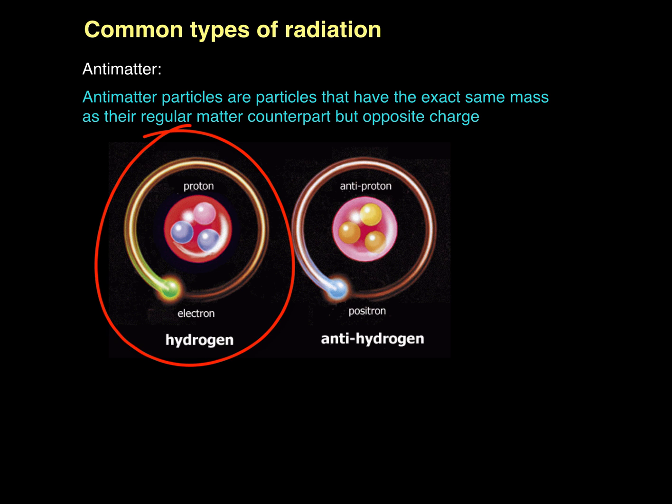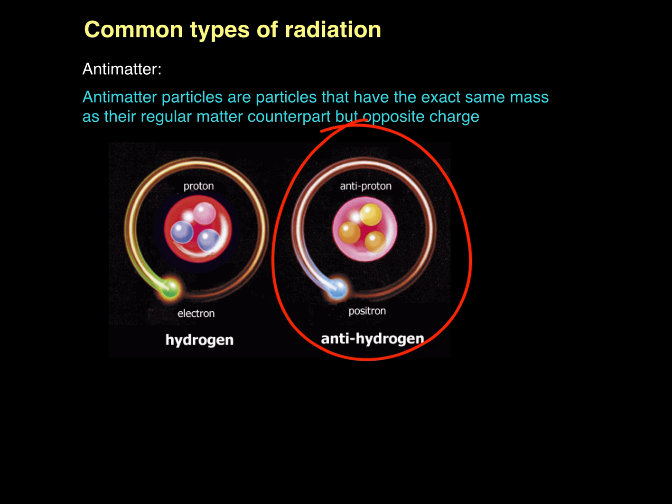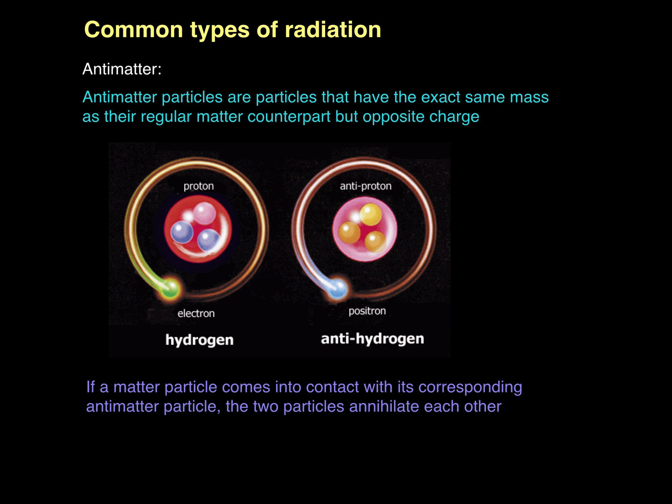Hydrogen is made up of protons, neutrons, and electrons. Antihydrogen is made up of antiprotons, antineutrons, and positrons, which are the anti-electron. If a matter particle comes into contact with its corresponding antimatter particle, the two particles will annihilate each other. Annihilate means their mass will completely turn into energy. The particles will be destroyed. They'll cease to exist. In this lesson, we're going to learn about the 6 most common particles emitted in radioactivity.